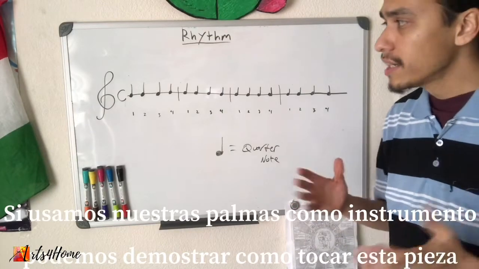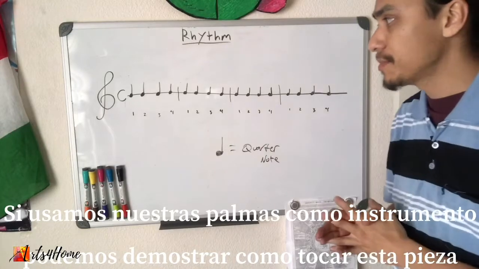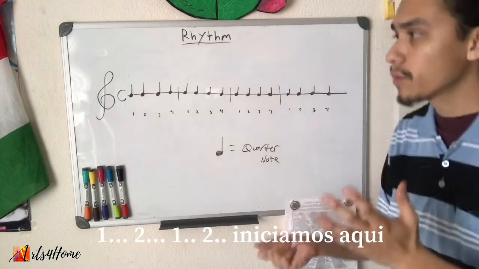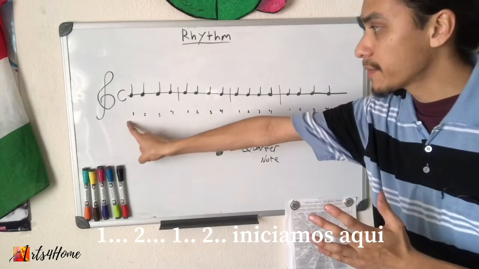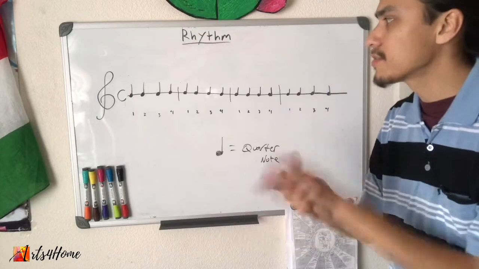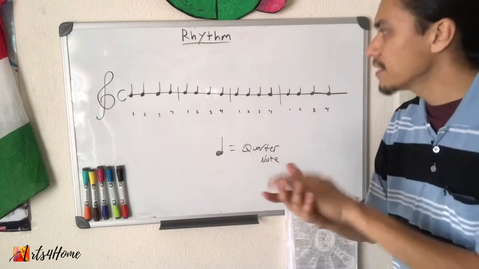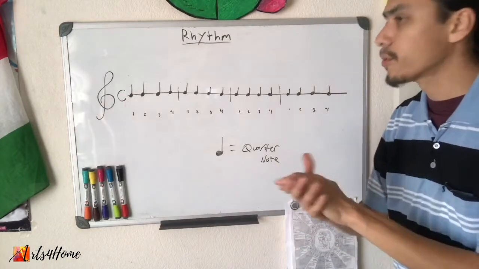Okay? So if we were to use our hands as an instrument and we wanted to play this piece of music, it would sound like this. Ready? 1, 2, 1, 2, starting right here. 1, 2, 3, 4. 1, 2, 3, 4. 1, 2, 3, 4. 1, 2, 3, 4, stop.